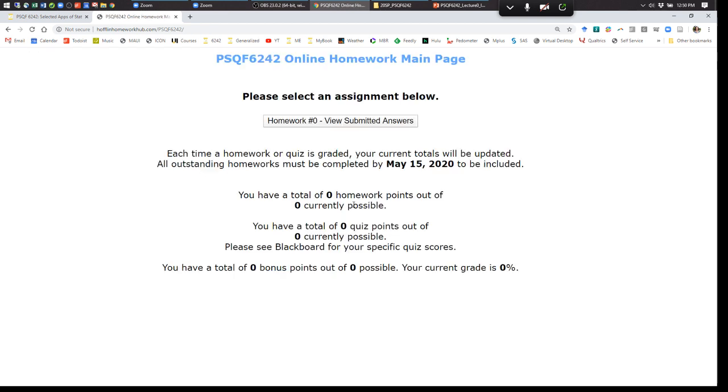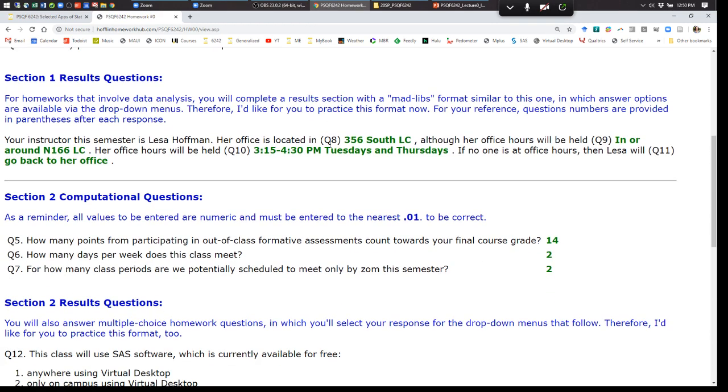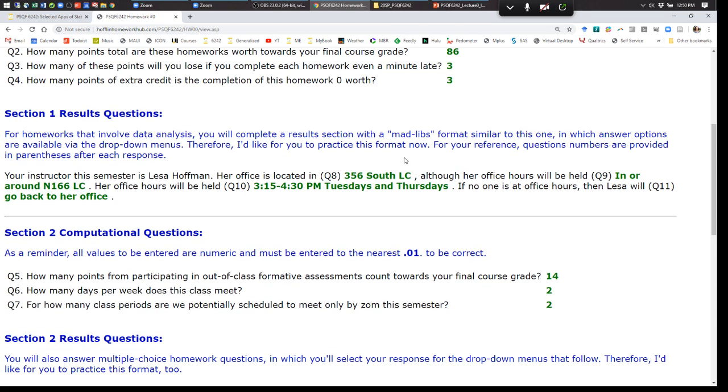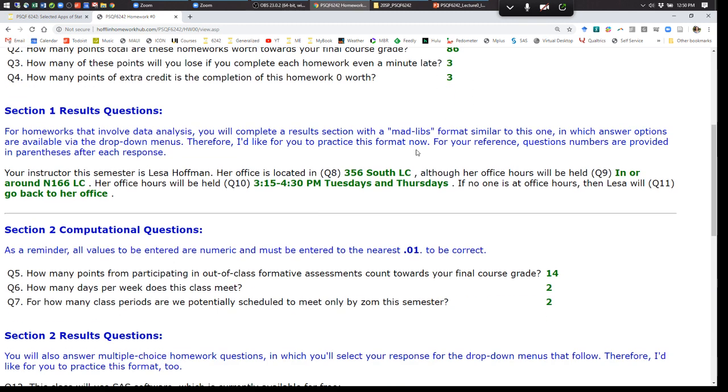So after you've submitted for real, rather than this button saying begin or continue, it will say view submitted answers. If it's after the deadline, the submitted answers will look like this, where anything that you got right will be in green. If you got it wrong, that will be in red, followed by the right answer in green. If you couldn't figure out one of the computational questions, the right answer will appear in green next to your last wrong answer in red.